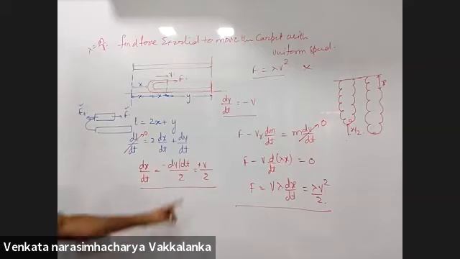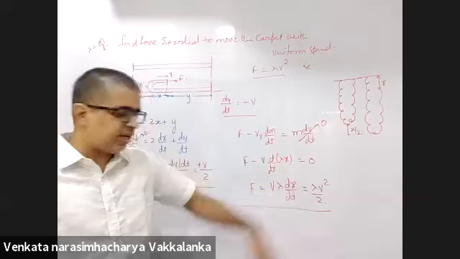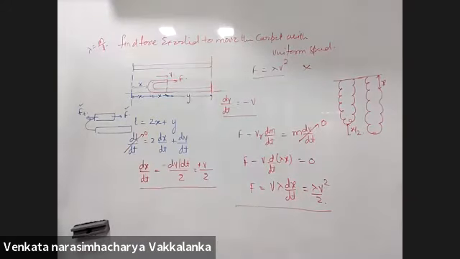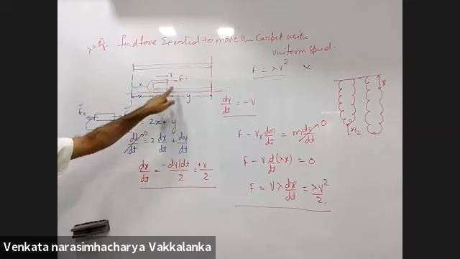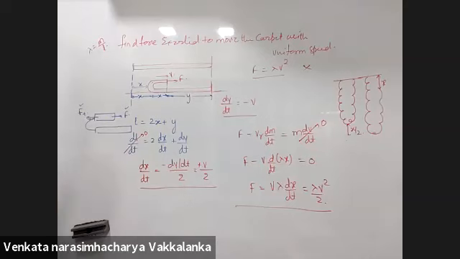If somebody can directly see this v by 2, I have no problem with that. Directly substitute dx by dt as v by 2. But here I have given you a very authentic way of proving that dy by dt or dx by dt is v by 2. dy by dt is minus v.